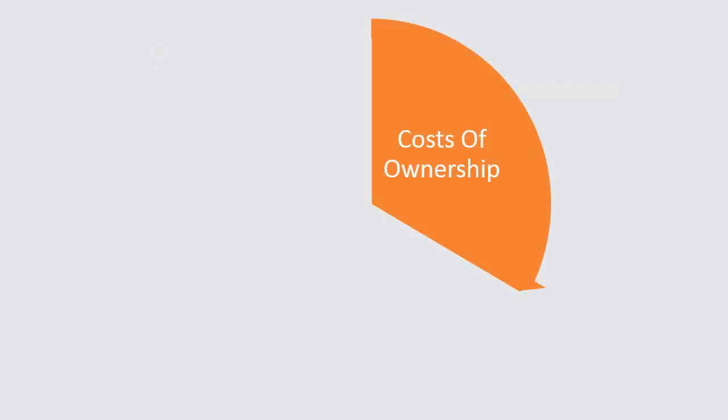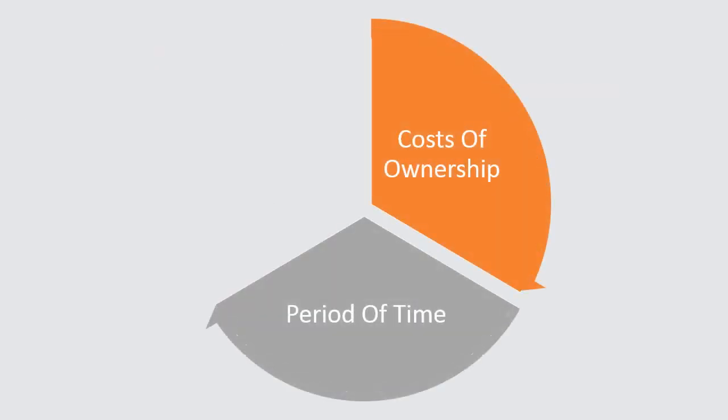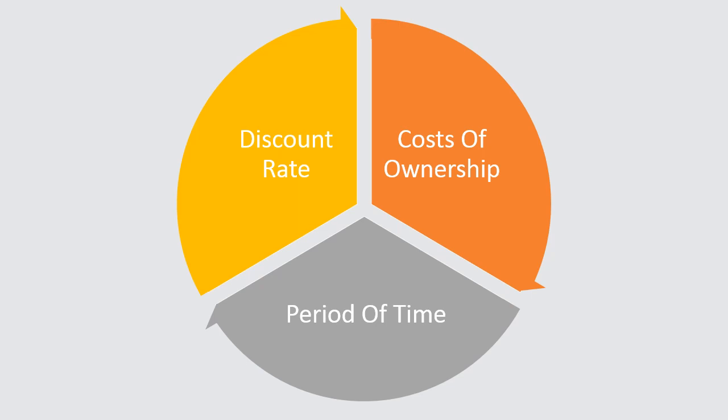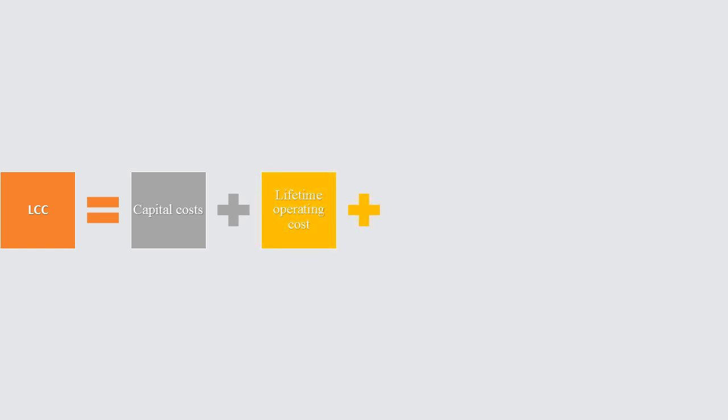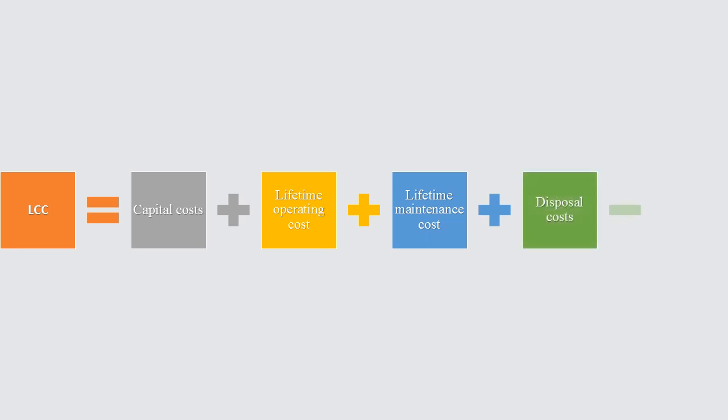LCC can be broken down into three cost components: costs of ownership, period of time, discount rate. Life cycle costing simple formula: LCC equals capital costs plus lifetime operating cost plus lifetime maintenance cost plus disposal costs minus residual value.